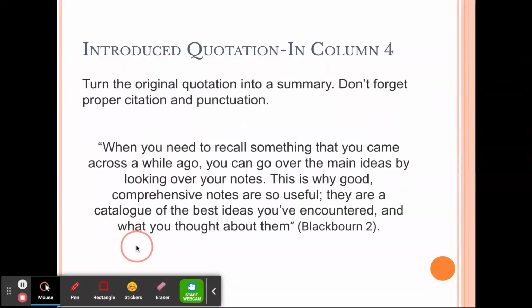So what you need to do now is go to column 4. And you're going to use the original quotation from above. Okay, and you are going to turn this quotation into an introduced quotation. Excuse me, the directions are wrong in this. Don't forget proper citation and punctuation. So you're deciding on how you're going to introduce.